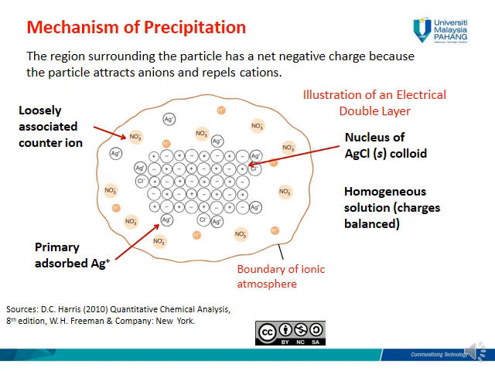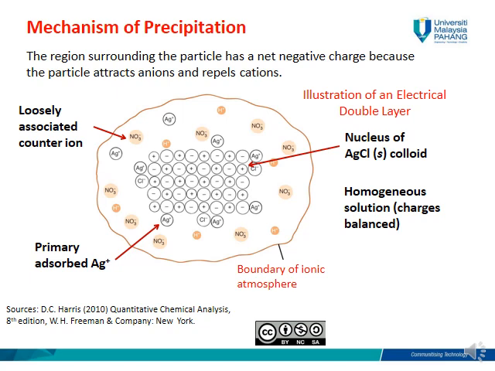You can see here the nucleus of silver chloride, as your precipitate, was formed as a colloid. After that you can also see the loosely associated counter ion. For this nitrate, it is what we call a loosely associated counter ion. Why do we call it loosely? Because it is very far from the electrical double layer, so there is not a very strong interaction between the electrical double layer and this nitrate.